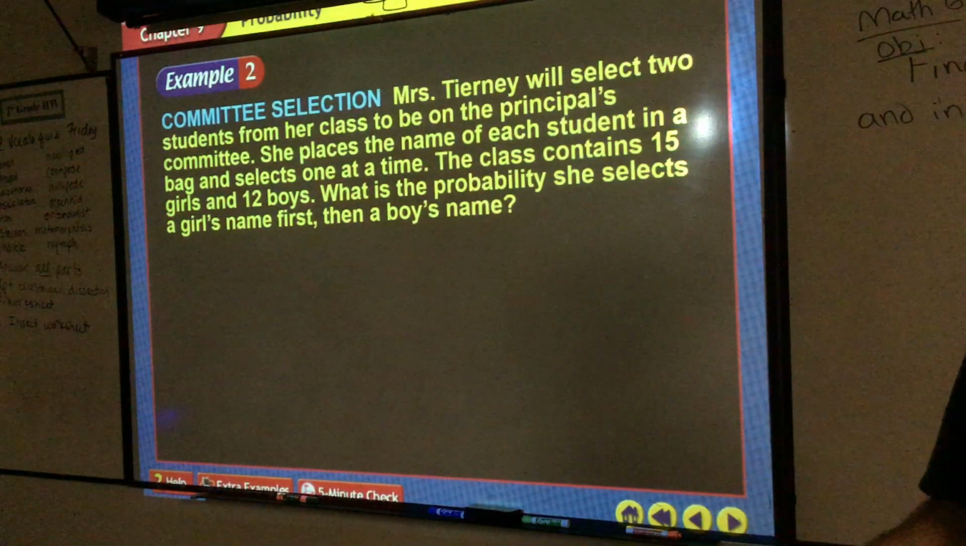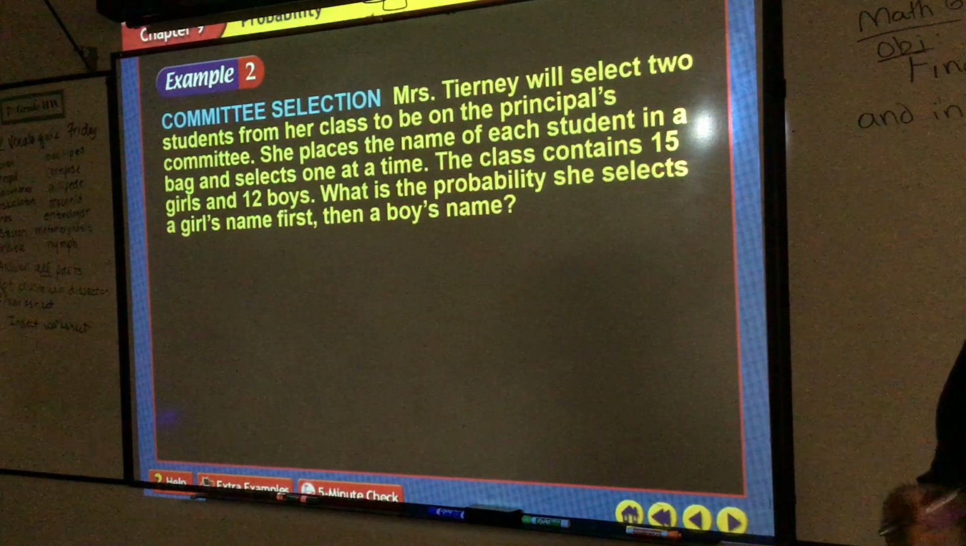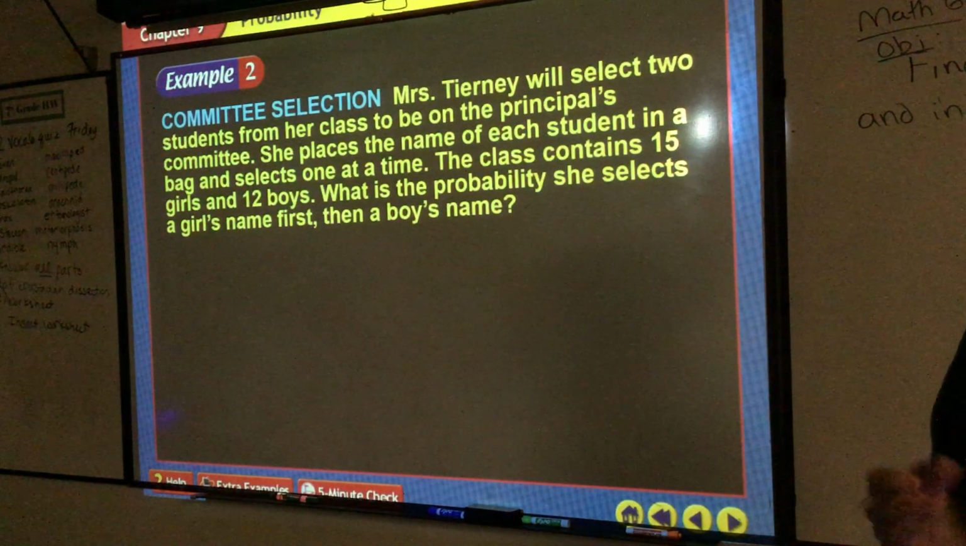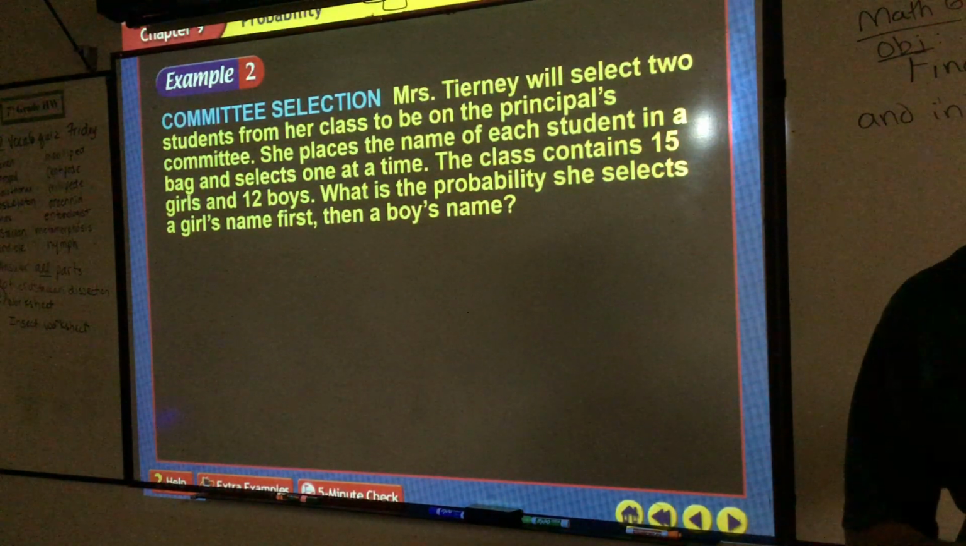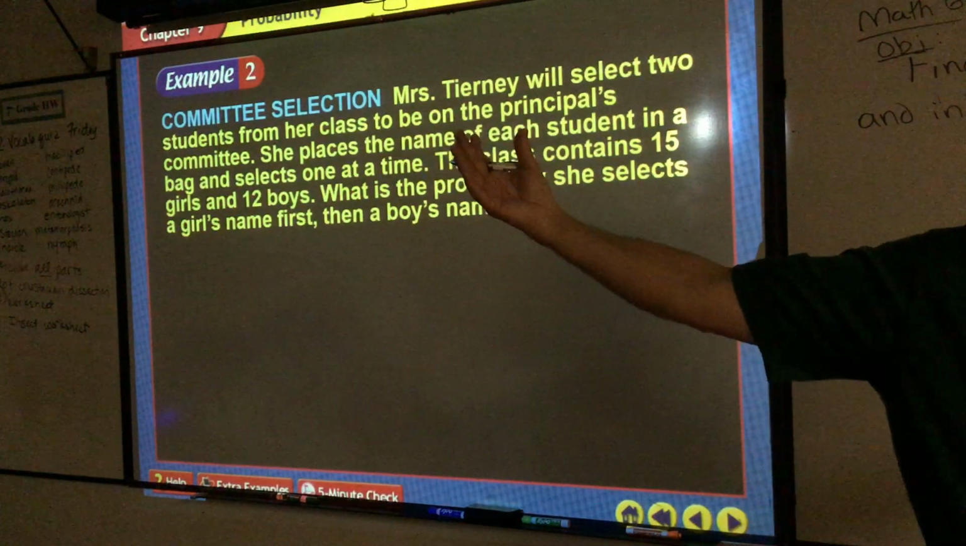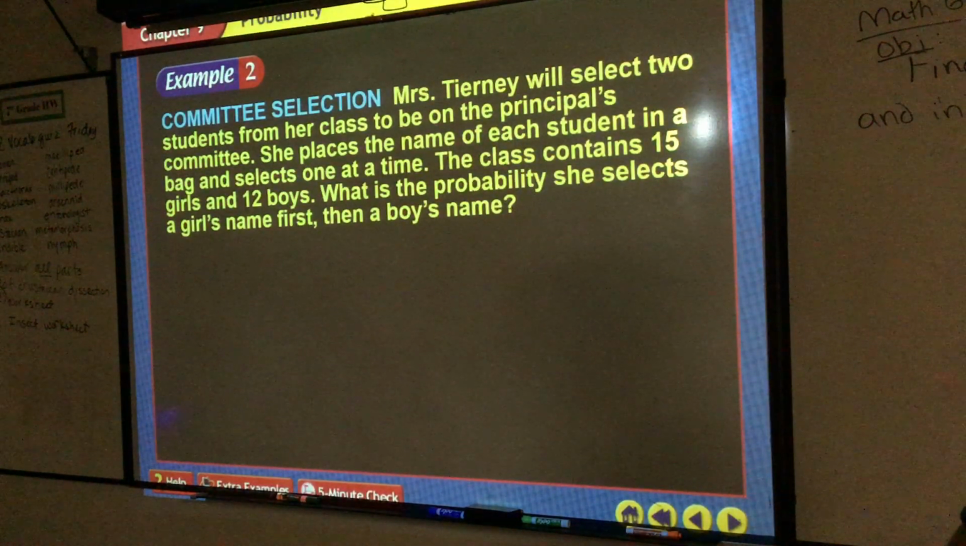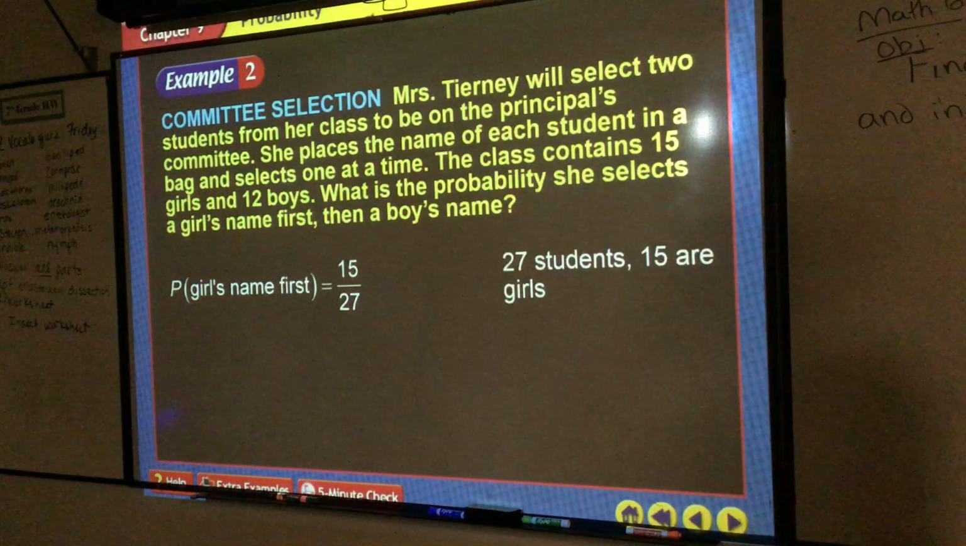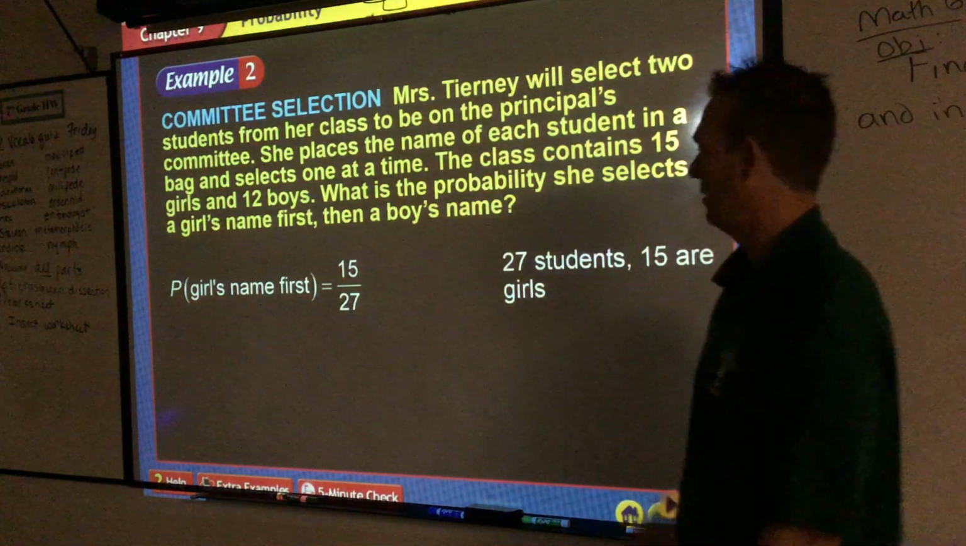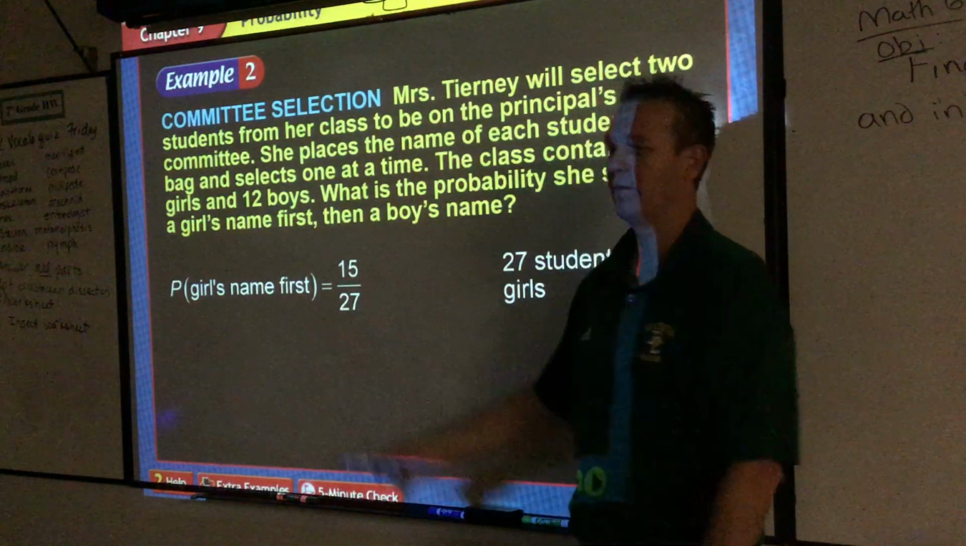So you see it? Me pulling out from the same bag makes it dependent. Me choosing a type of food and then a type of drink is independent. So what does this look like? Pulling the girl's name first is 15 out of 27.